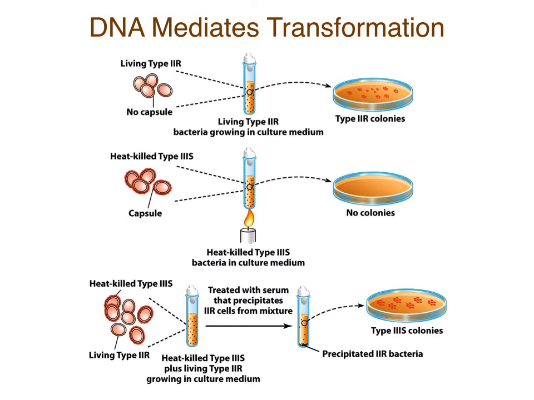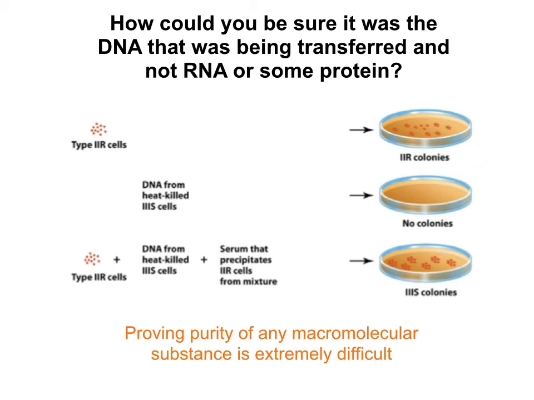Here's a figure that shows the experimental design. This experiment is obviously more straightforward. You don't have to deal with the complexities of a living system like a mouse. But even with this in vitro experiment, there's still some complexity. Are you absolutely certain? How can you be certain that it's DNA that is being transferred, and not RNA or some protein that you didn't actually get out?